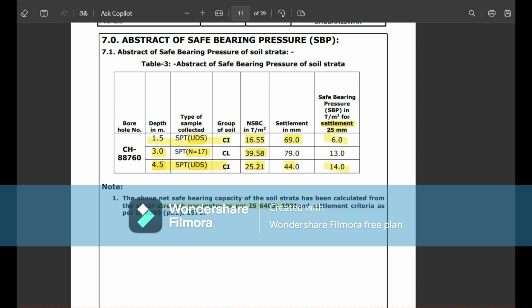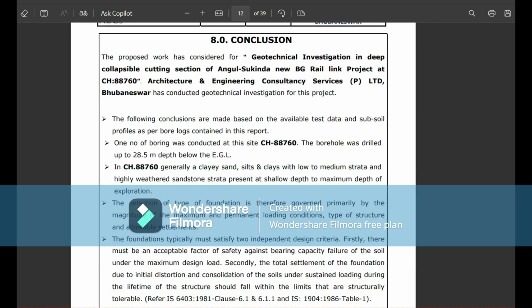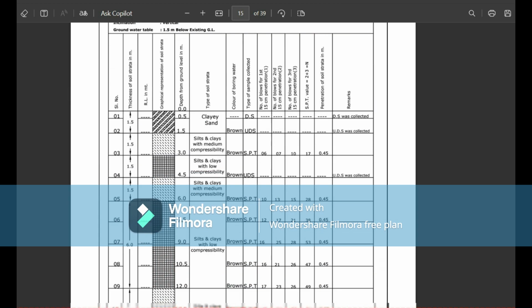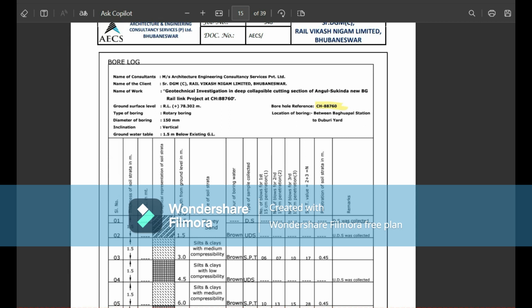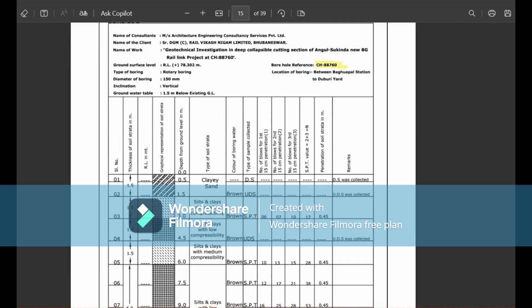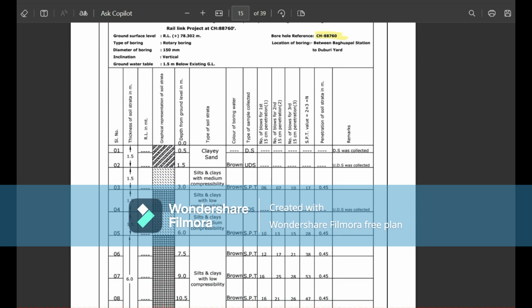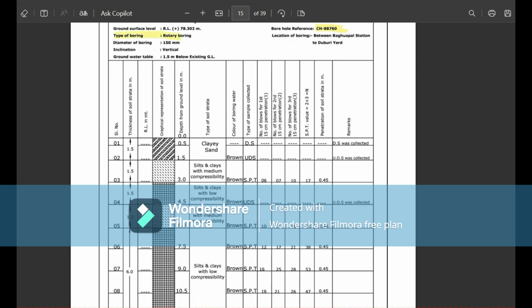This is according to the soil strength parameter IS 6403:1981, and settlement criteria as per IS 8009:1976. Now we'll see the investigation report. The investigation report has rotary boring. Rotary boring was conducted, with boring diameter 150 mm and inclination vertical. The groundwater table was found 1.5 meters below existing ground level.